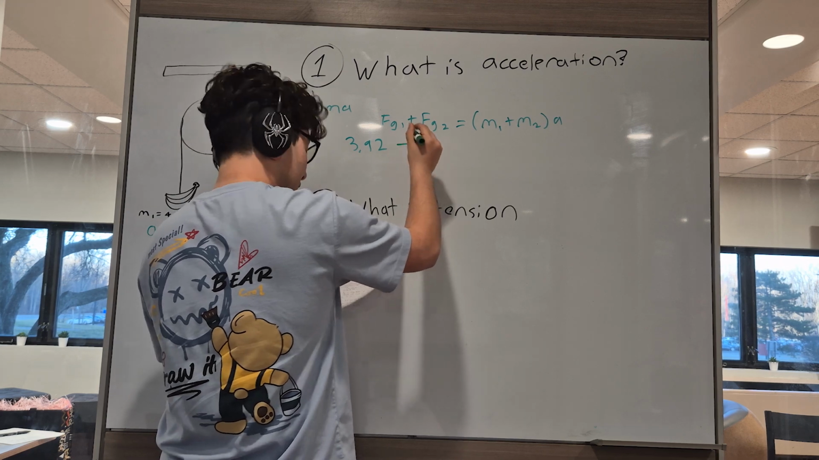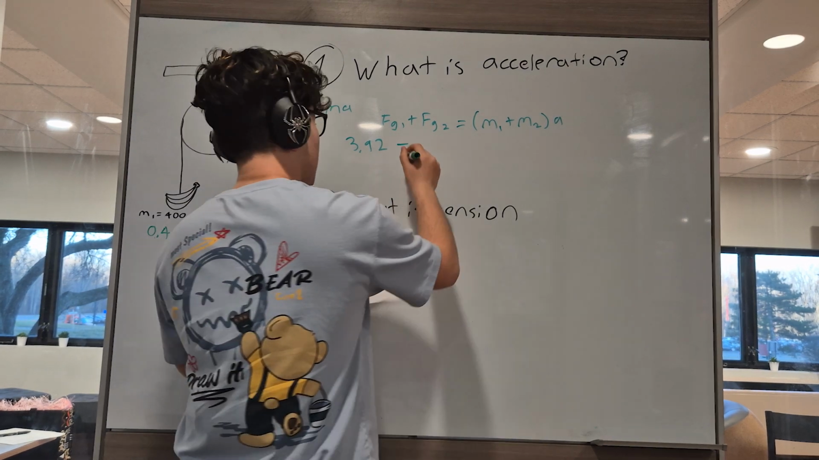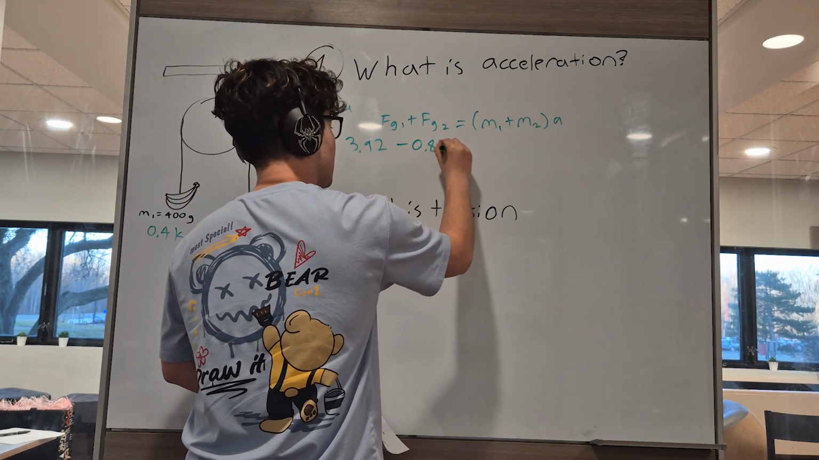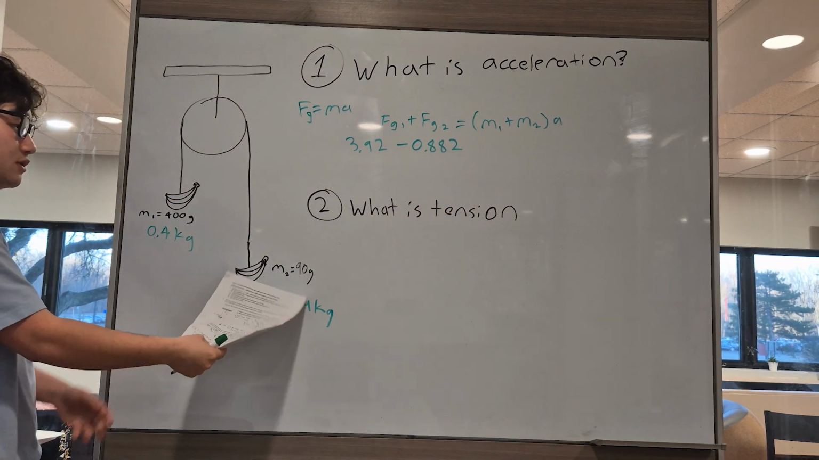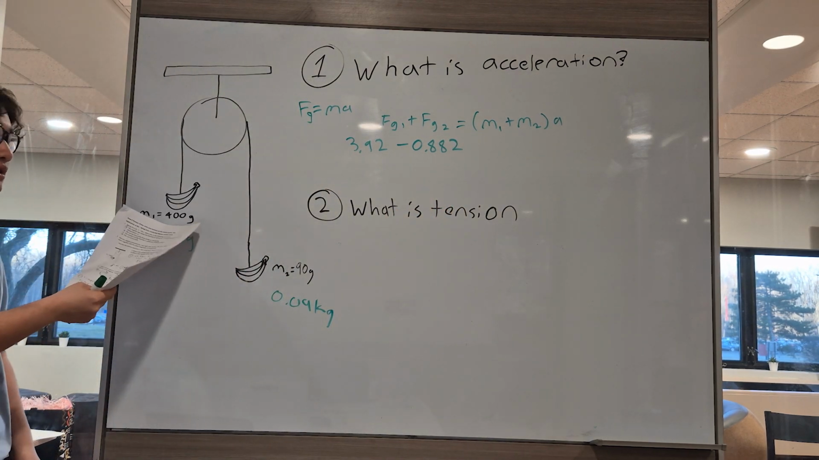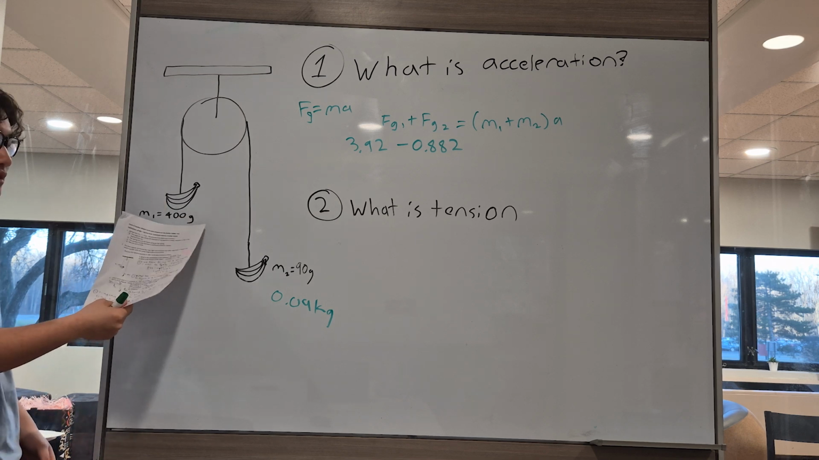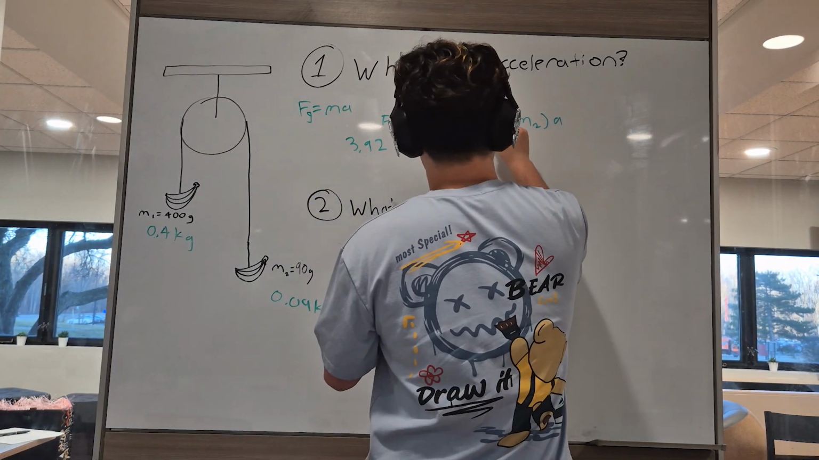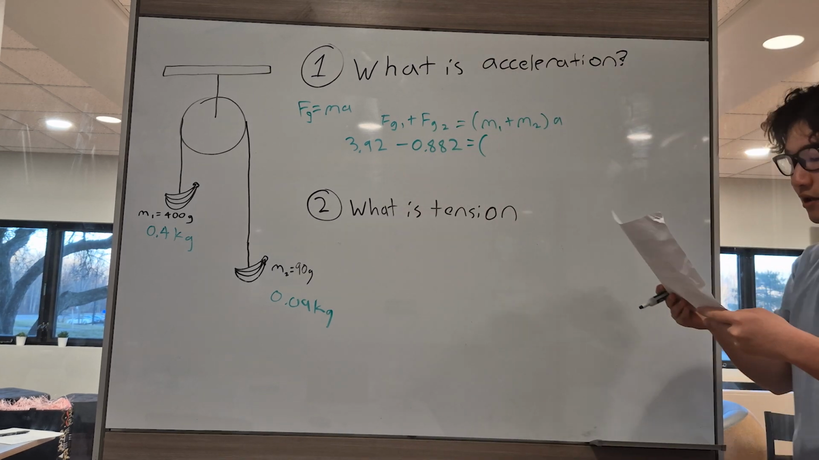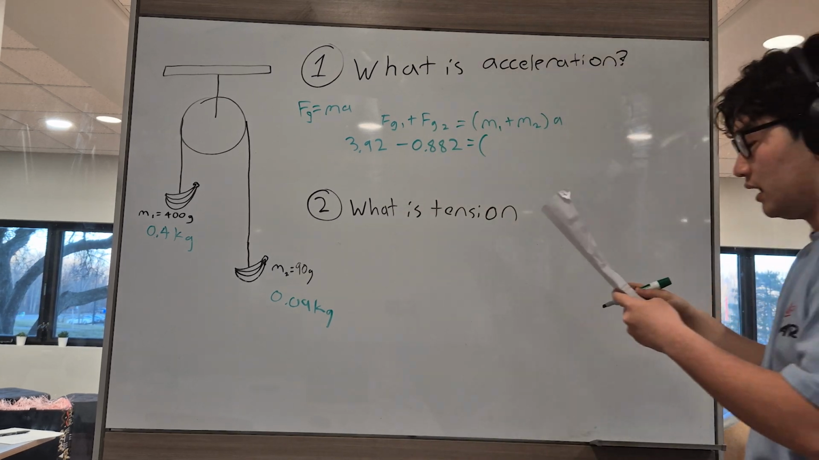And then you minus 0.882. So you might be asking why the minus. It is because this force is being pulled up as this weight is a lot heavier than this one. And then make that equal to the original masses added together. And now we should have our A left.